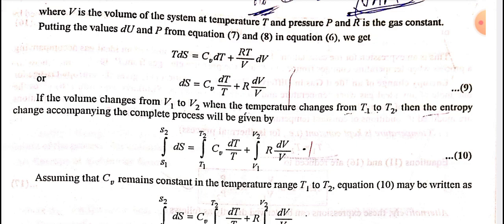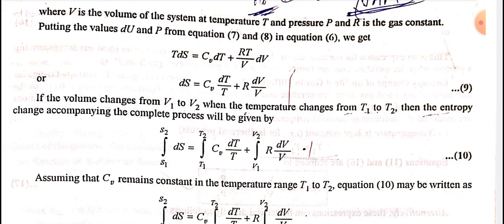Putting the values of dU and P from equations 7 and 8 in equation 6, we get TdS is equal to Cv dT plus RT by V dV. So dS is equal to Cv dT by T plus R dV by V. If the volume changes from V1 to V2 when the temperature changes from T1 to T2, then the entropy change accompanying the complete process will be given by integral of dS from S1 to S2 is equal to integral from T1 to T2 of Cv dT by T plus integral from V1 to V2 of R dV by V.